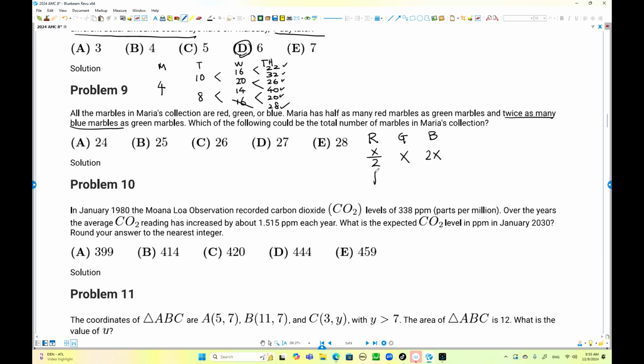But remember, this number should be an integer, right? The number of marbles cannot be a fraction, okay? x must be a multiple of 2, isn't it? Right. So maybe you can use this one too. x over 2, x, 2x, so the total is 7x over 2, isn't it? What are these numbers? 12, right? The total number of this one is an integer, right? Okay.